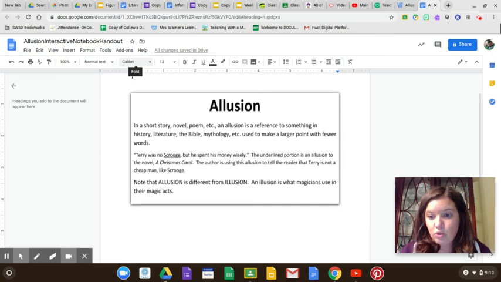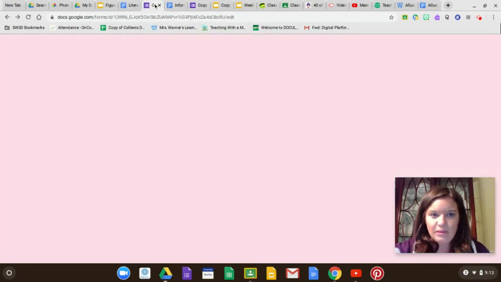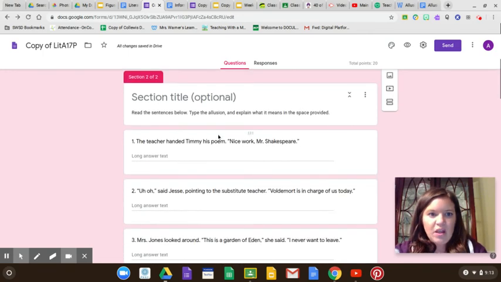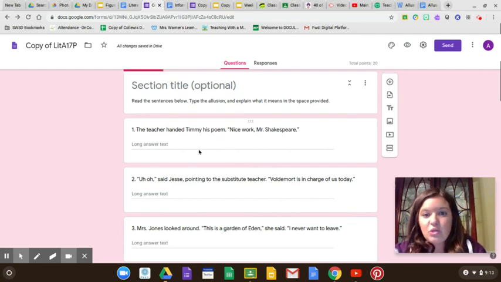I have also attached a Google form. It asks you to indicate if you think it is an allusion and then tell what the allusion is. So I will pull that up quickly. I believe it is this one. No, this one. Sorry, sometimes my computer is getting very slow. It wants you to read the sentence below, type the allusion, and explain what it means in the space provided. So type the allusion, what it is alluding to, and what it means.